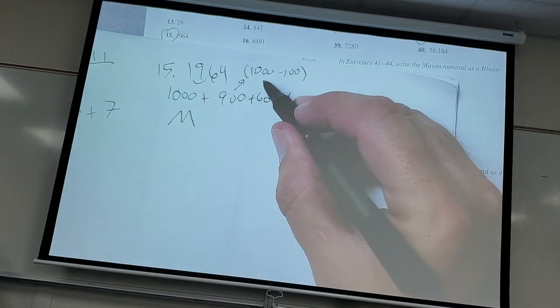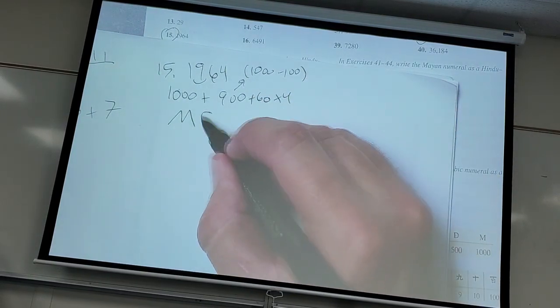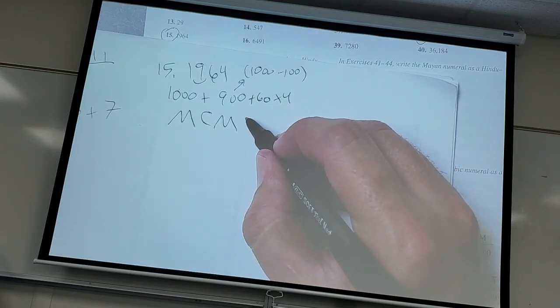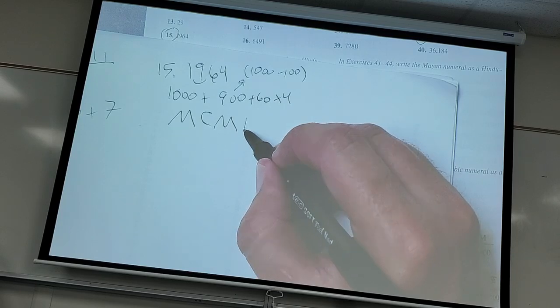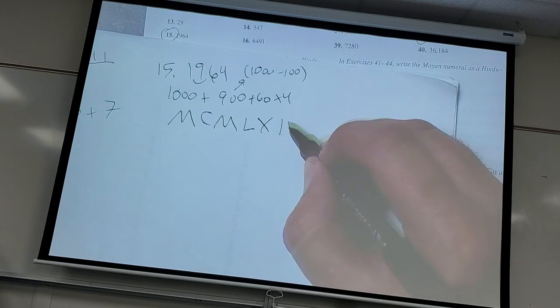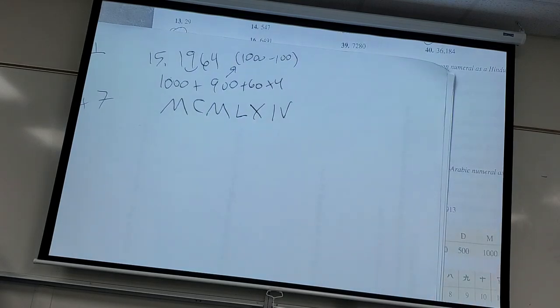So how would I write 1,000 minus 100? CM. 60. Yeah, 60 is 50 plus 10, LX. And then 4, IV. Sweet. Okay.